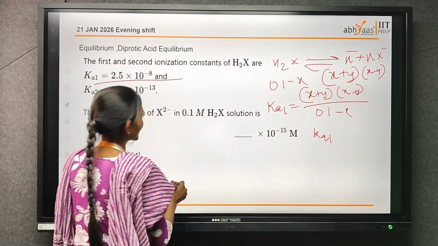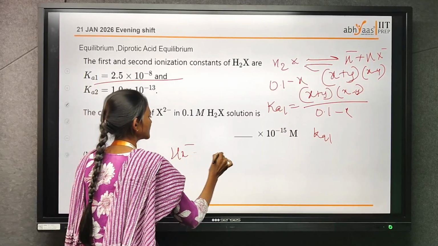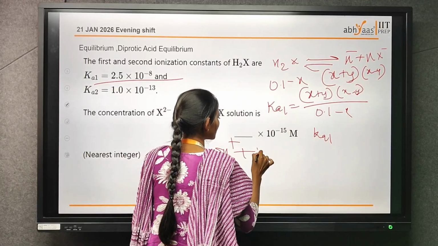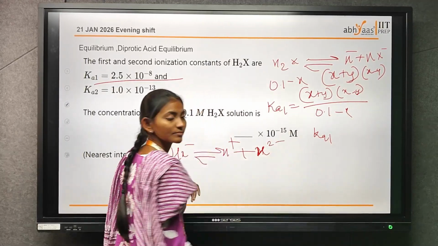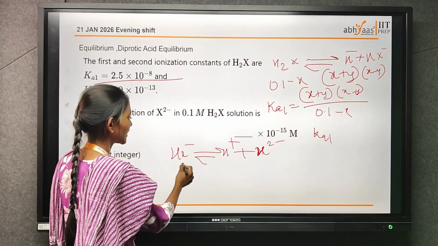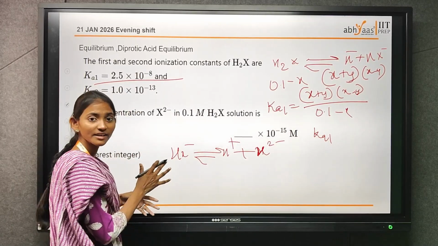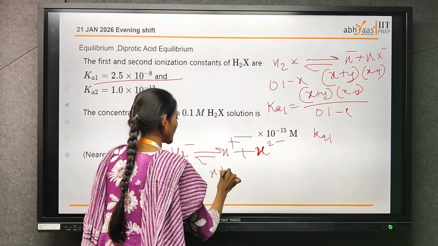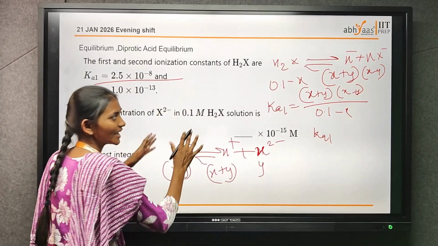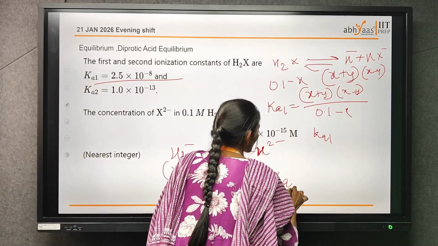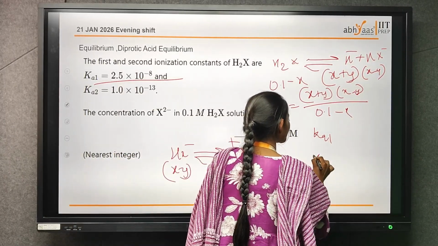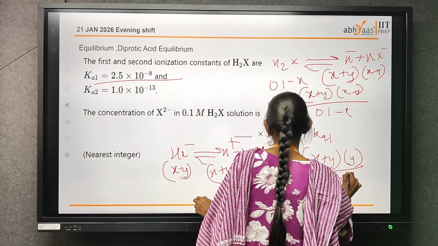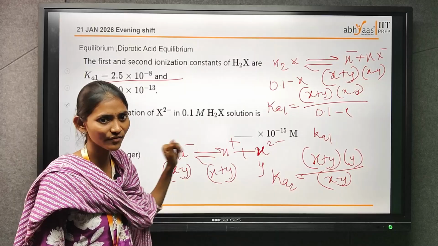Then for Ka2, HX minus dissociates into H plus and X2 minus. What is happening here? HX minus gives x minus y, H plus gives x plus y, and X2 minus gives y. So Ka2 is equal to (x plus y) times y by (x minus y). Upon doing this, you will get some value.